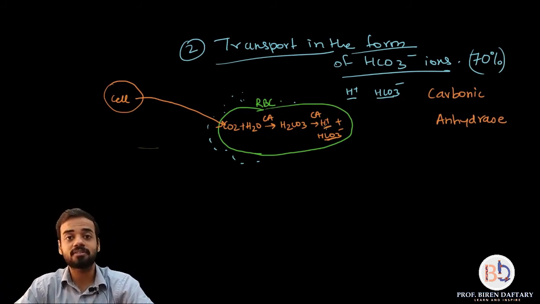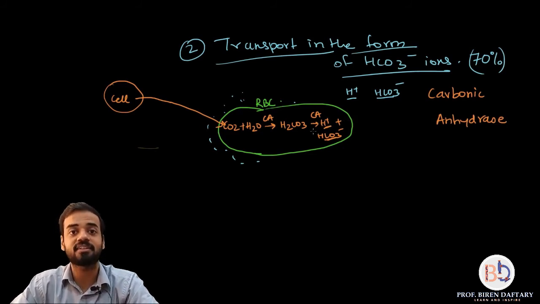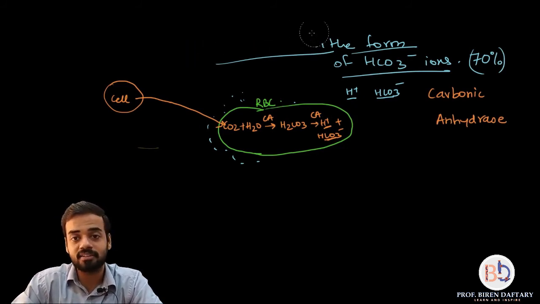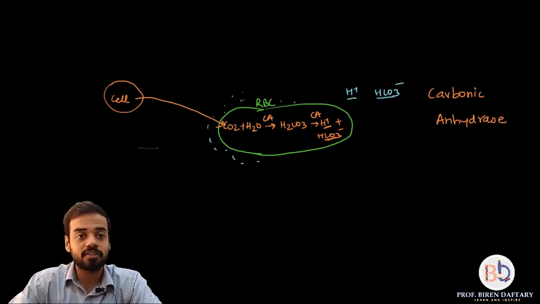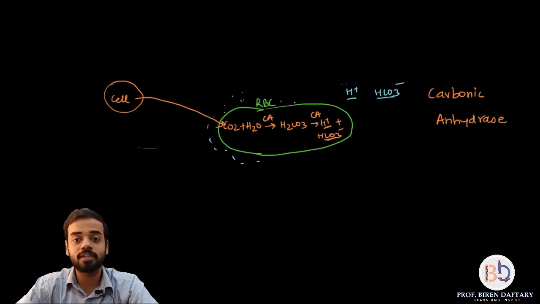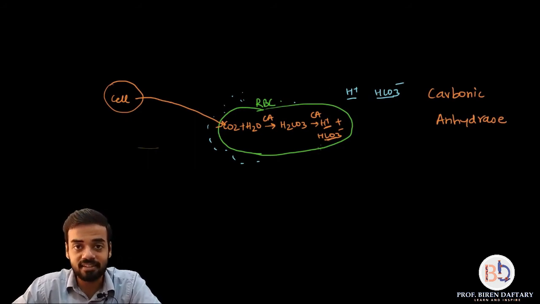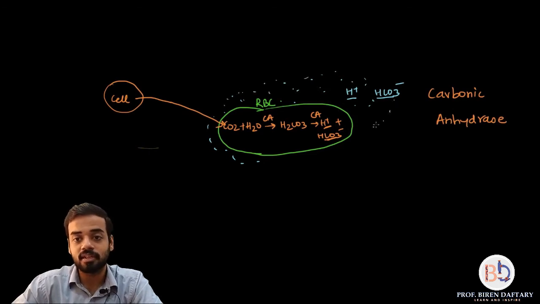So because of that, a gradient is created. A higher concentration of these ions is there in the RBC and a lesser concentration is there outside the RBC, that is, in the plasma. So the next thing that is going to happen is diffusion. These ions which are present inside, since they are in higher concentration, will diffuse outside into the plasma. This is the plasma, the liquid which is surrounding the RBCs, correct?